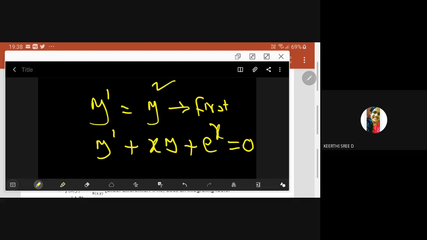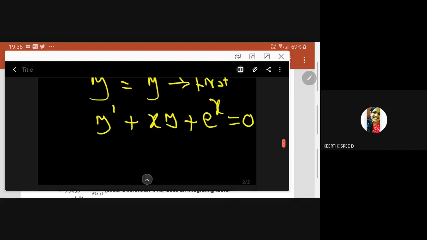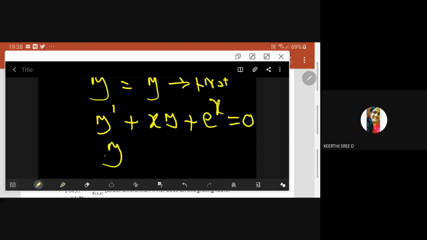See what is happening here. If I want to rewrite this, see how we are trying to rewrite this. We are trying to rewrite this as y dash is equal to, I'm talking about this one.